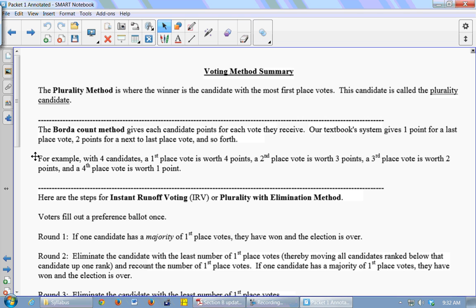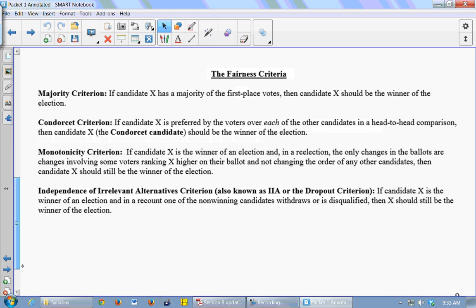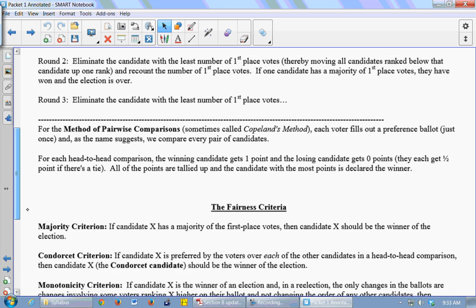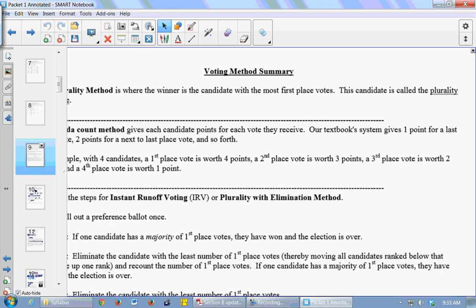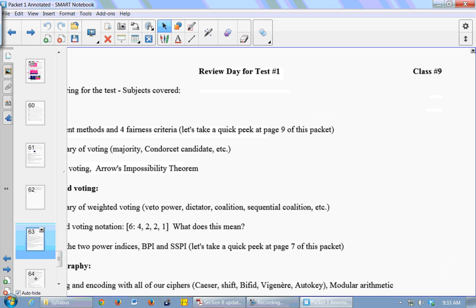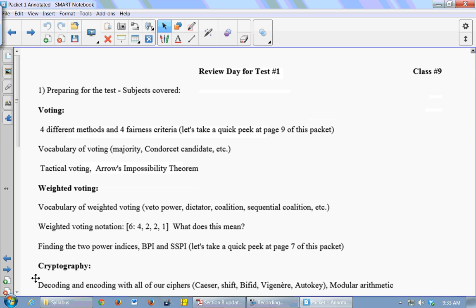Voting method summary. These are the 4 methods, the 4 fairness criteria. You can bring this to the test with you. Okay, so yeah, you can bring that whole page with you.